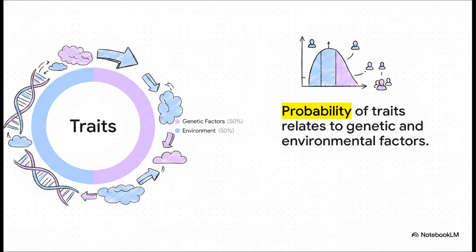For instance, your genes might give you the biological potential to be very tall, but environmental factors like childhood nutrition actually interact with those genes to determine your final physical height. It's the combination of the two that determines what traits actually get expressed in a group of organisms over time.